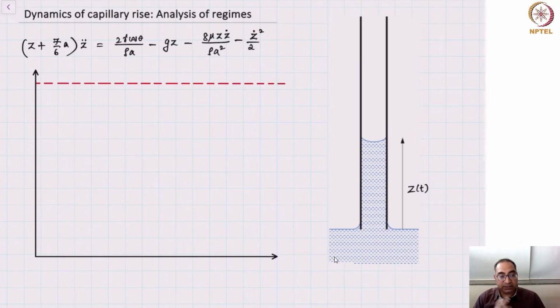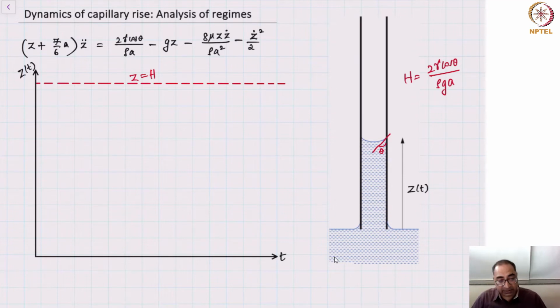Let's consider a graph like this where we're looking at the variation of z with time. We already know that at large time we should expect the Jurin's height, which is z equal to h. If you remember, h is nothing but 2 gamma cos theta by rho g a, where the angle theta is the angle that the meniscus makes with the wall of the tube.